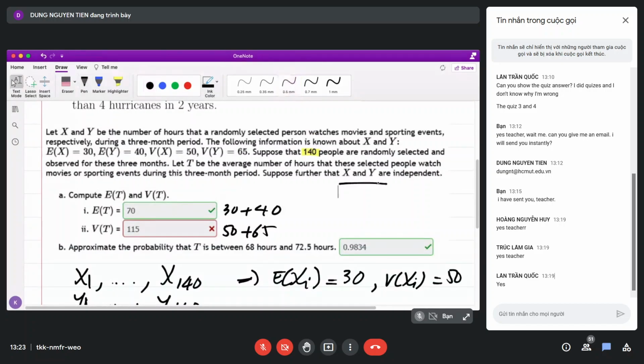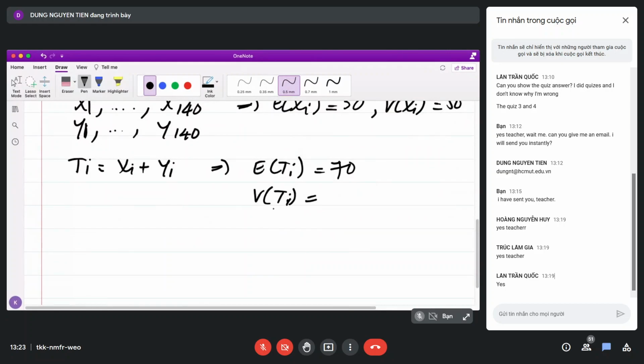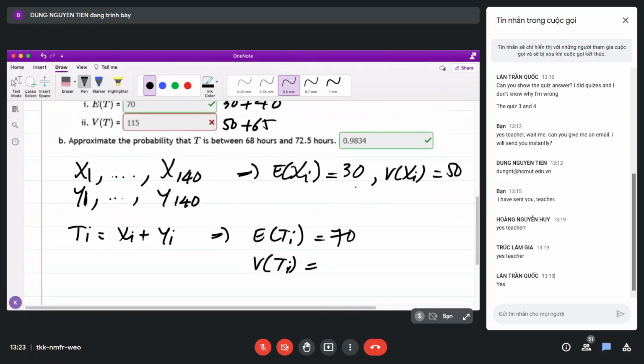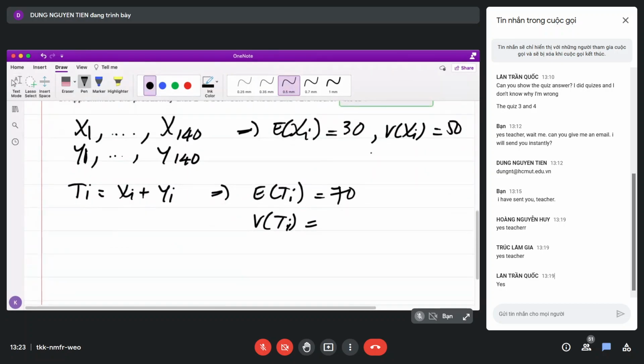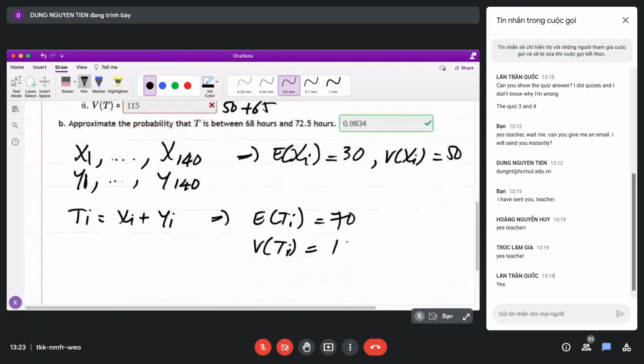Okay, but in fact, in practice, they are not really independent. But now, for convenience, we assume that they are independent. Then we get 115 for the variance of Ti.